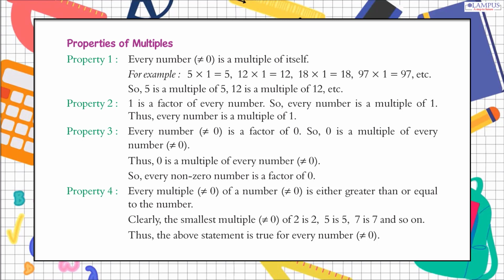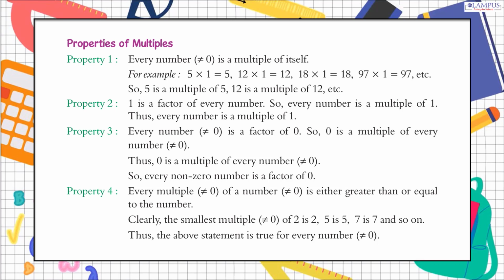Property 2. 1 is a factor of every number. So, every number is a multiple of 1. Thus, every number is a multiple of 1. Property 3. Every number not equal to 0 is a factor of 0. So, 0 is a multiple of every number not equal to 0. Thus, every non-zero number is a factor of 0.